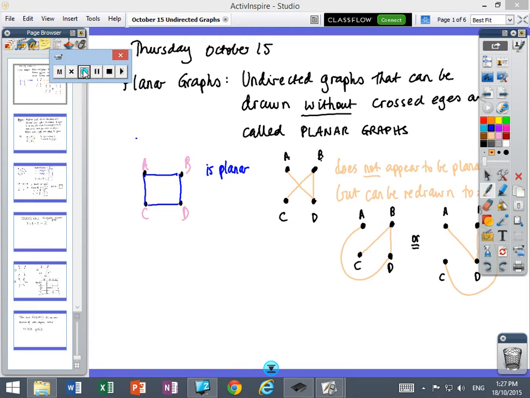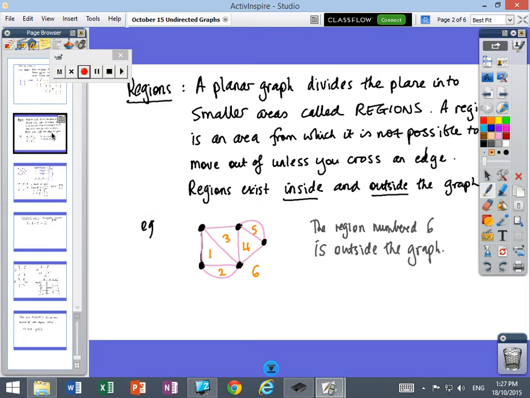Okay, so the next key bit of information when we're talking about planar graphs is regions. I'd like you to have a look at this network down here, and it's a series of 5 vertices and a whole bunch of edges: 1, 2, 3, 4, 5, 6, 7, 8, 9 edges. Now, a region is an area that is bound by edges.